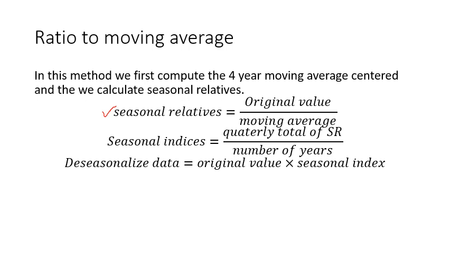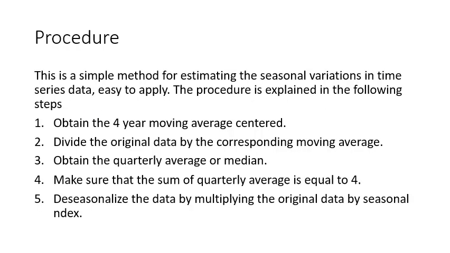Then we calculate seasonal indexes by dividing the quarterly total or quarterly average of seasonal relatives by the number of years. And the deseasonalized data is obtained by multiplying the seasonal index by the original value. The procedure of the moving average is explained in the next slide with the steps.